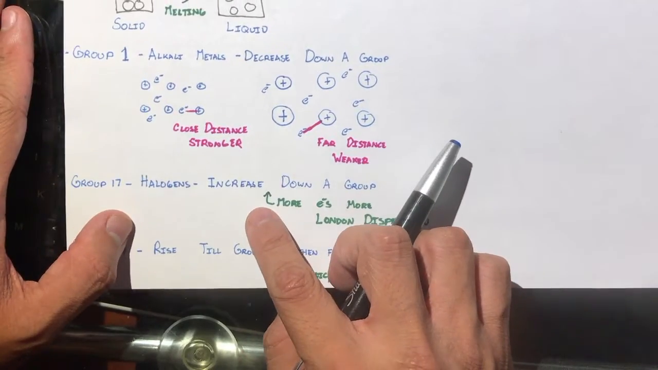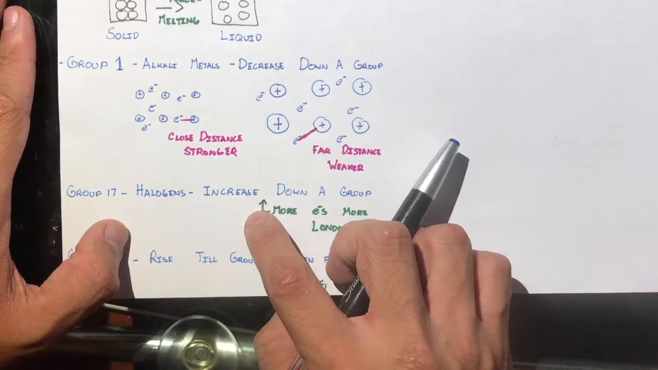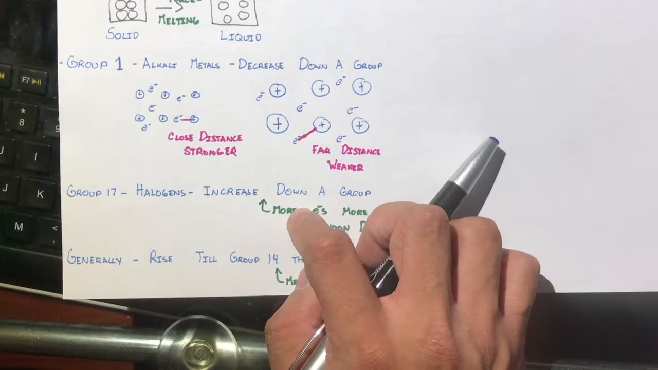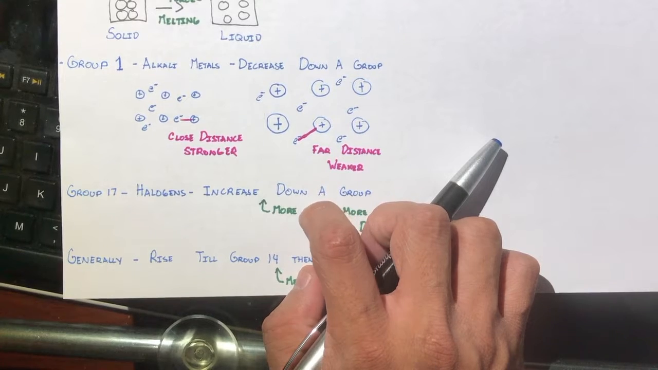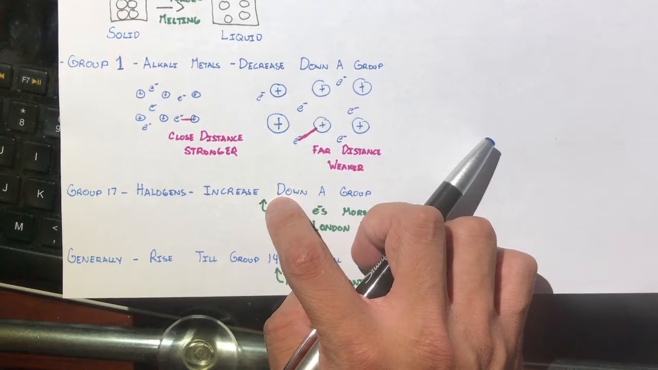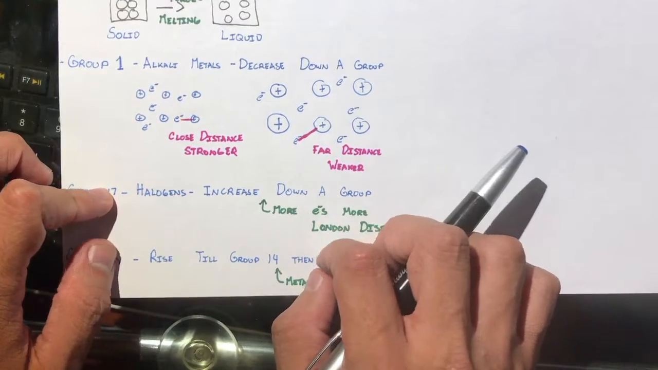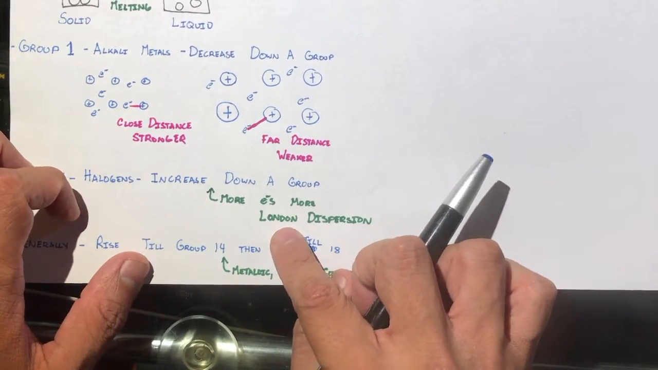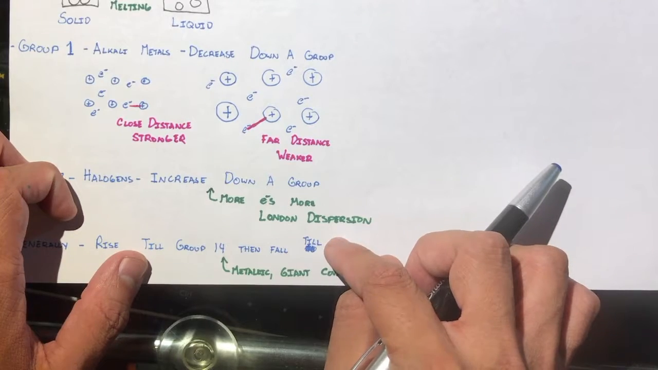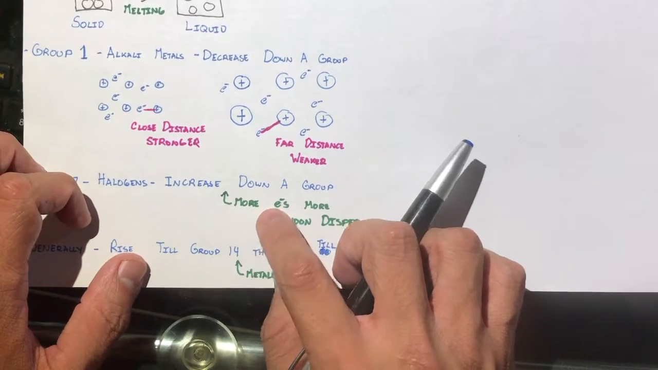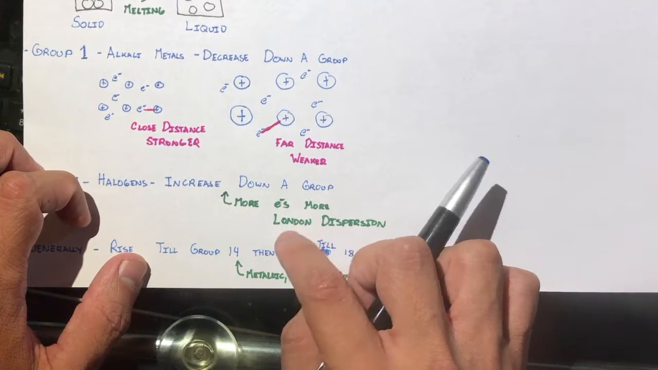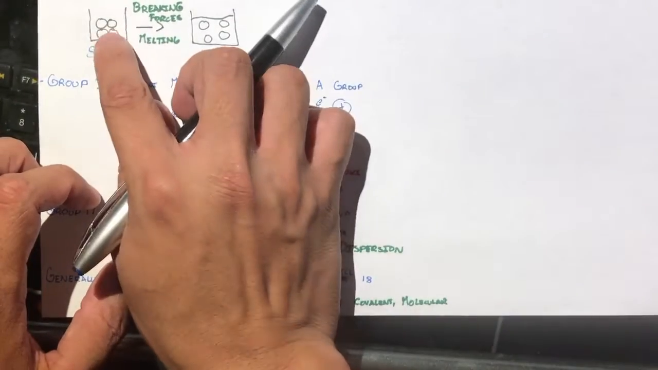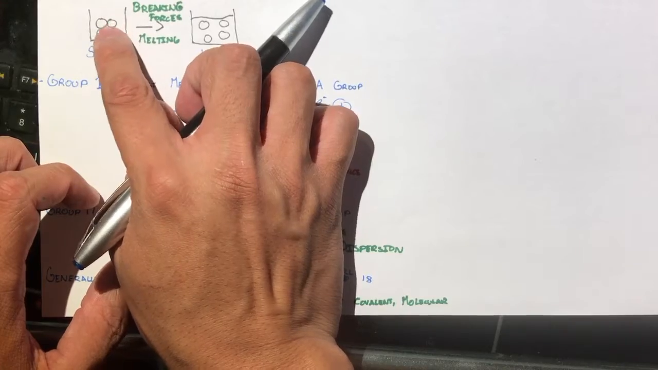Now with group 17, the halogens, it's the complete opposite. It's going to increase down a group. So something like chlorine will have a higher melting point than fluorine. It'll be increasing going down the group. We're going to talk about London dispersion forces more later, but just know that since we've got more electrons in chlorine than fluorine, we're going to have more London dispersion forces between these.